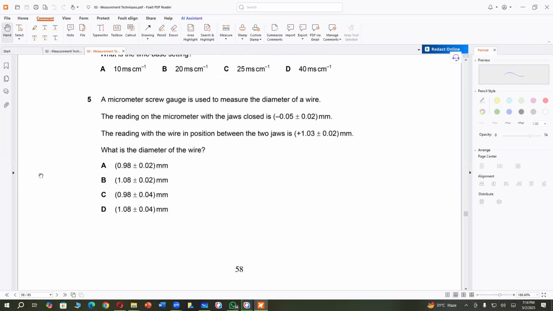A micrometer screw gauge is used to measure the diameter of a wire. The reading on the micrometer with the jaws closed is this. This is the zero error, and it's a negative zero error. The reading with the wire in position between the two jaws is this. What is the diameter of the wire? Remember, uncertainties are always added. The zero error 0.05 is negative, so it should be added.